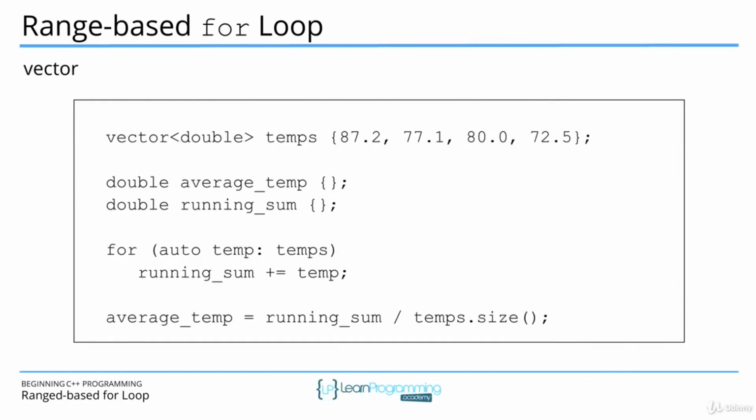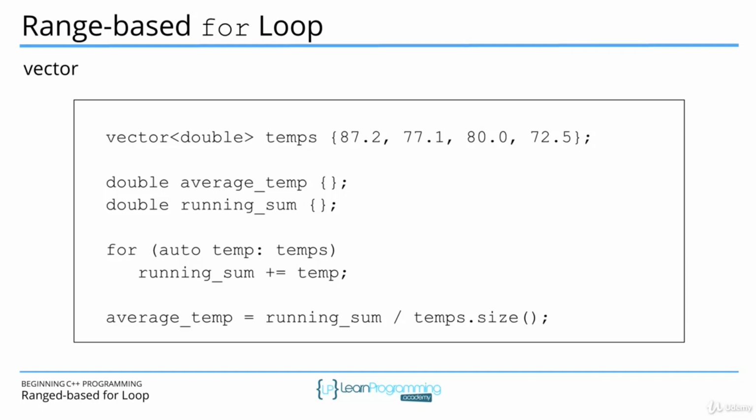In this example, we want to calculate the average temperature from a vector that contains doubles that represent temperatures. The vector in this case is called temps, and it contains 4 doubles. In order to calculate the average temperature in this vector, we need to iterate over the vector, access each temperature, add them all up, and divide by 4.